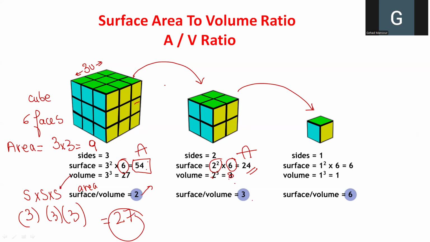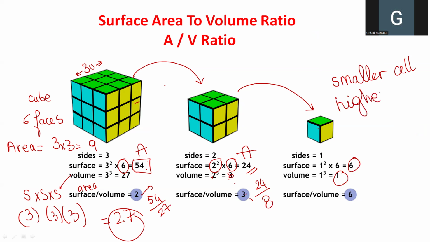If you divide 24 by 8, you get 3. So 2 is 54 divided by 27. 3 is 24 divided by 8. And if the side is only 1, the ratio will be 6 divided by 1. So the ratio of the surface area to volume increases as the side of the cell decreases, or as the size of the cell decreases. So if you have a smaller cell, then this cell will have a higher surface area to volume ratio, but it will have a smaller volume to area ratio, because we sometimes give you this.